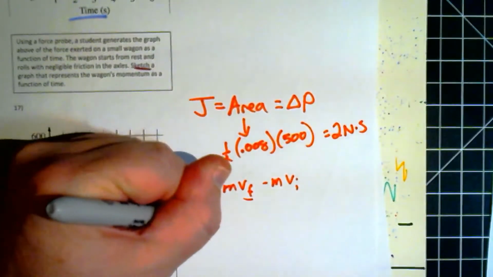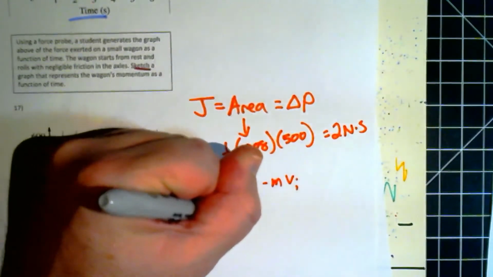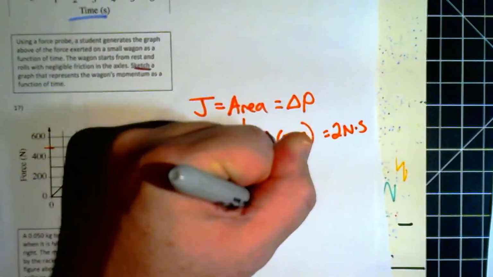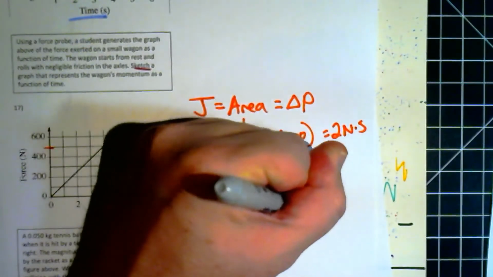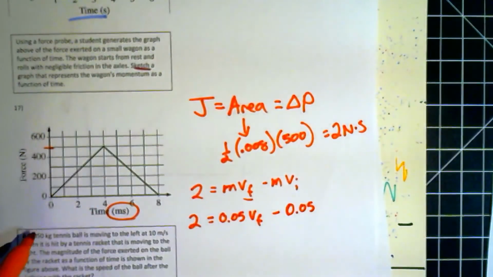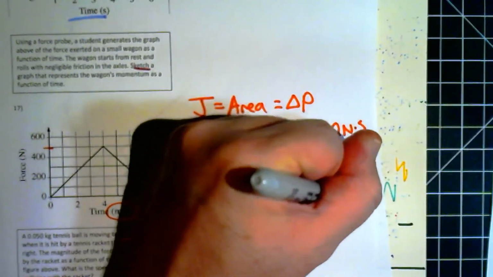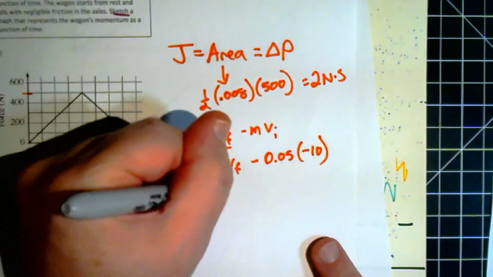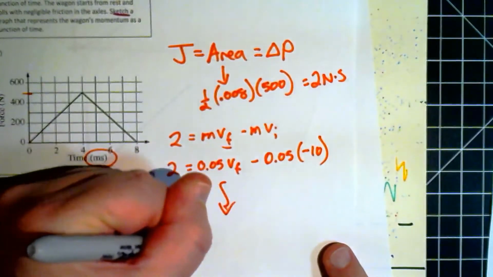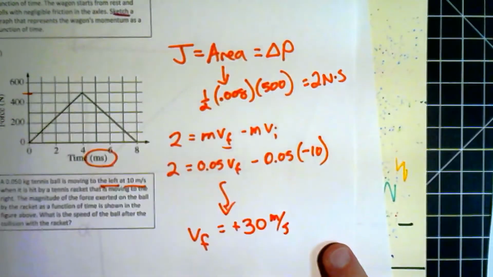So I'll do 2 is equal to the mass, which is 0.05, times VF, minus the mass, which is 0.05, times the initial velocity, which was 10, but it's moving to the left at 10, so that's a negative 10. All right. And so after you go through and do your calculations, you'll end up finding that V final is equal to a positive 30 meters per second.